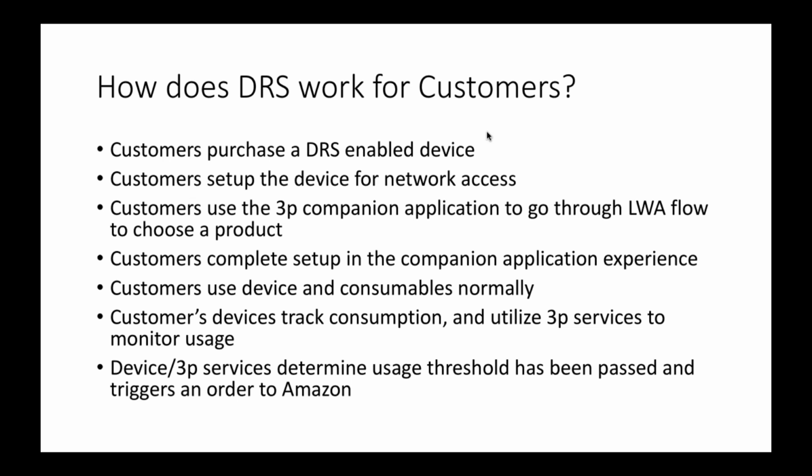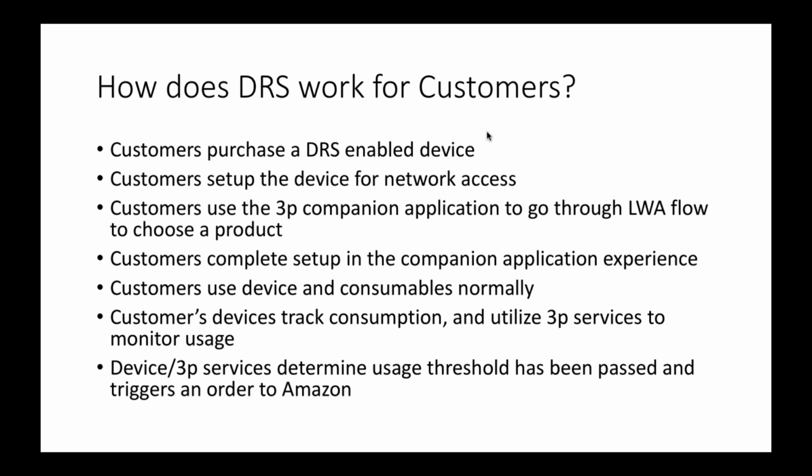The third-party companion app, again, provides the ability to invoke the LWA registration, maybe spends a few screens or a screen explaining the value proposition of the Dash Replenishment service for this device. And then it allows the customer to log in and complete the LWA post-authorization flow. The customer, of course, completes that setup experience in the companion application. Perhaps there are other out-of-the-box or UBI steps that are required once LWA post-authorization flow and DRS registration is complete. So the customer could complete those steps. And then the customer begins to use the device and consumables normally.